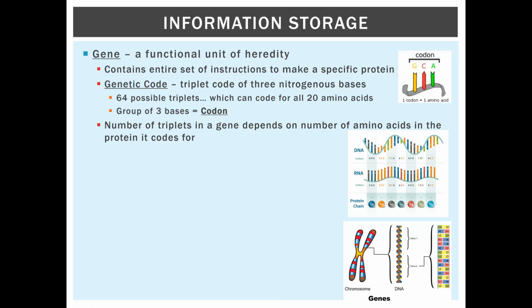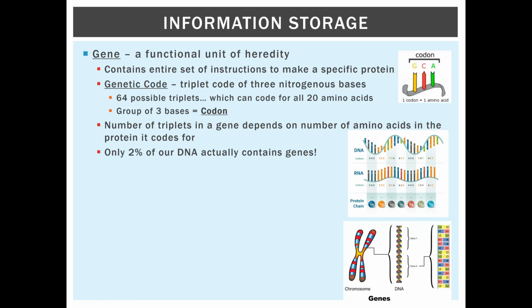The number of triplets, or the number of codons you have in a gene, depends on the total number of amino acids in the protein. So you have short proteins and you have long proteins. A short protein would have a short gene, a long protein would have a longer gene. And this image here just reinforces that you have the codons in the DNA, which are the sets of 3 nucleotides. These get transferred into RNA, as we'll see in a moment, and then that information is used to build a protein 1 amino acid at a time.